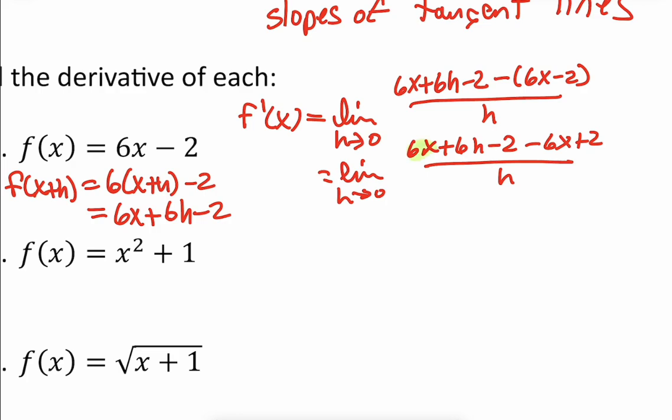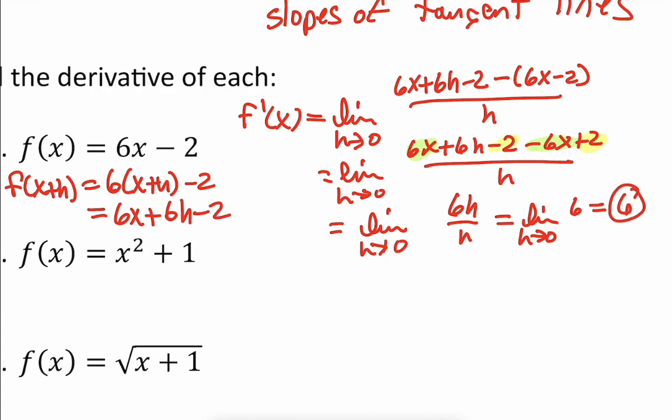So you will notice we have a positive 6x, we have a negative 6x. We have a negative 2, we have a positive 2. So like I said, everything that did not have an h in it will cancel out because we are left with only the 6h. When we divide that by h, at this point, you should be able to divide off the h that's in our denominator. You get 6, and the limit of a constant is just that constant. So the answer for the first one is 6.